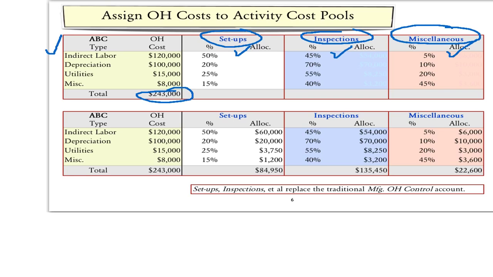to miscellaneous charges. If we look at the bottom panel, then we can see that the actual costs are now allocated. So $120,000, 50% goes to setups, means that the setup account will receive $60,000. And we can use that process to fill out the total amount of costs to be allocated to setups, inspections, and miscellaneous charges. So setups, inspections, and miscellaneous charges are the activity cost pools that we will use to allocate overhead.